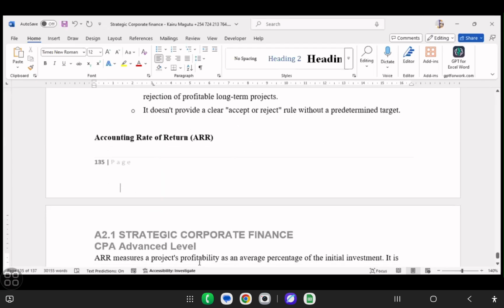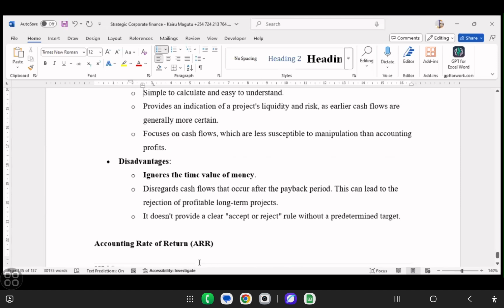Its disadvantage, a major one, is that it ignores the time value of money. It disregards the cash flows that occur after the PBP period. This can lead to rejection of a profitable or viable long-term project. It disregards the cash flows after the PBP because we are only concerned with the time that the initial capital will be recovered. Then it doesn't provide a clear accept or reject rule without a predetermined target, or in case there is no other project to compare with. That is PBP. I believe that one is something that you are familiar with.